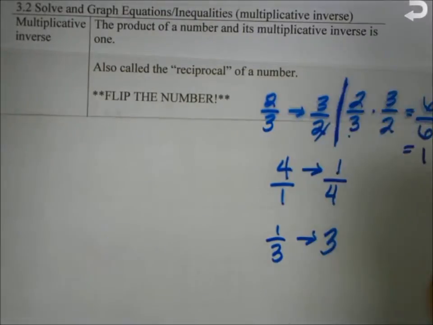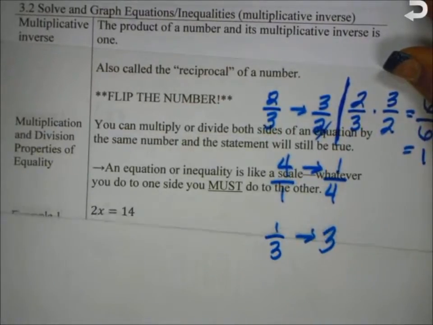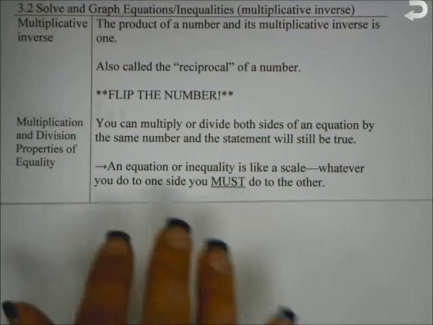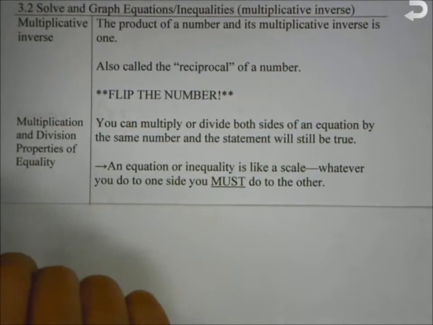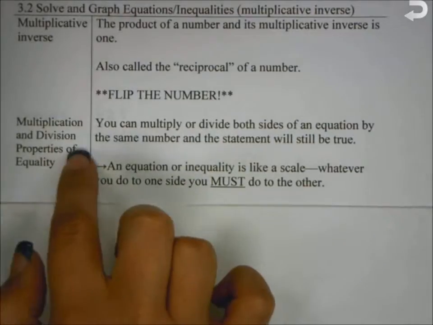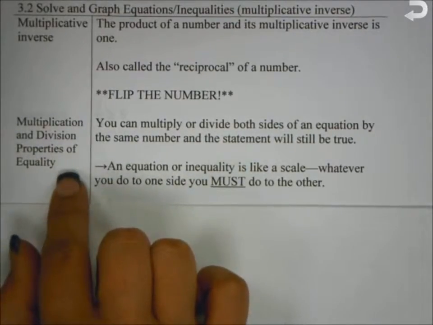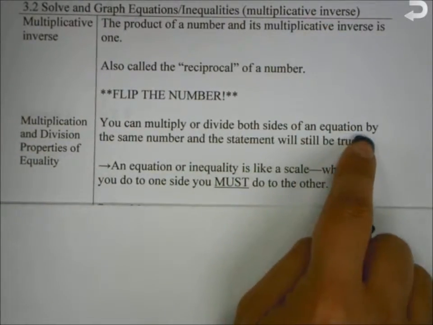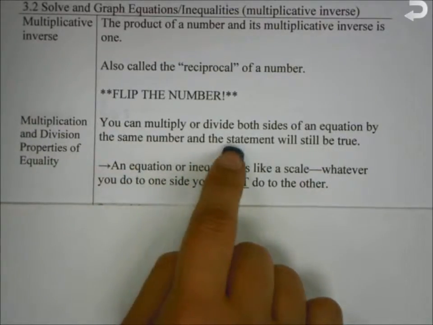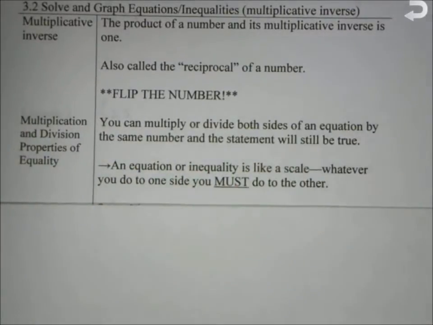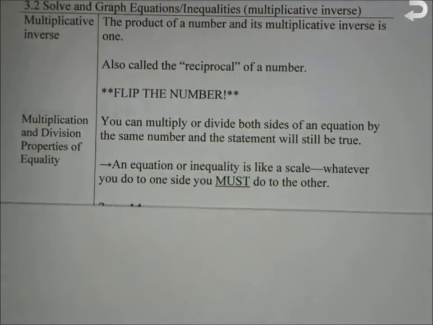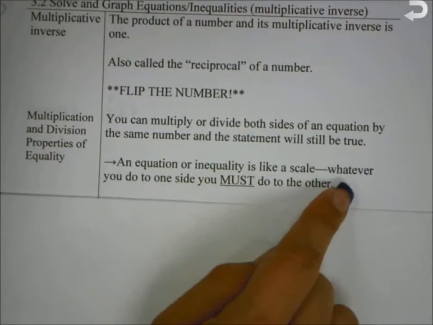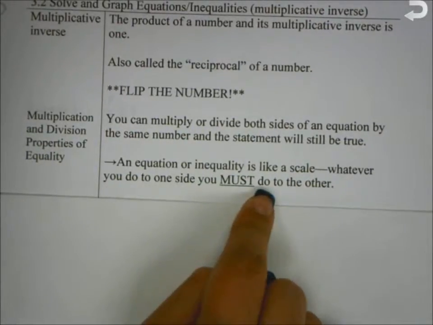Okay, guys, so when do we use this? We use this to solve equations. So you remember how we had the addition and subtraction property of equality? We also have multiplication and division properties of equality, and they tell us that you can multiply or divide both sides of an equation by the same number and the statement will still be true. So it's just like the addition and subtraction properties of equality. Because an equation or inequality is like a scale, whatever you do to one side, you must do to the other.